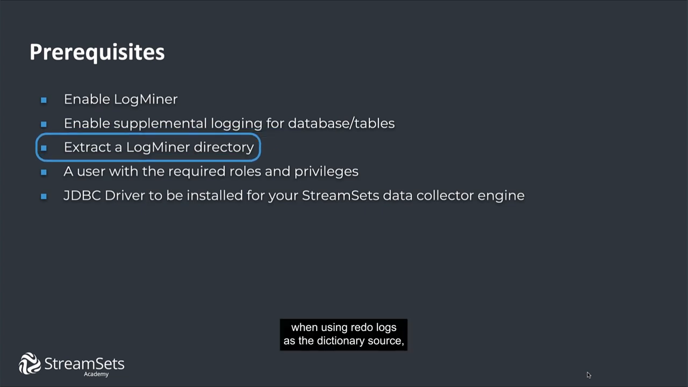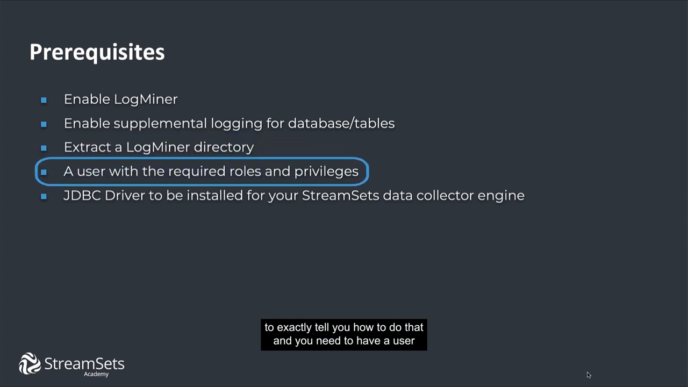Next is to extract the LogMiner dictionary. When using redo logs as the dictionary source, you must extract the LogMiner dictionary to the redo logs before you start the pipeline. Again, there are steps provided in the documentation that tell you exactly how to do that. And you need to have a user with the required roles and privileges to be able to access these redo logs.